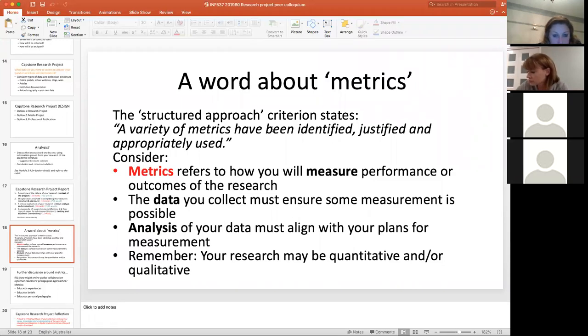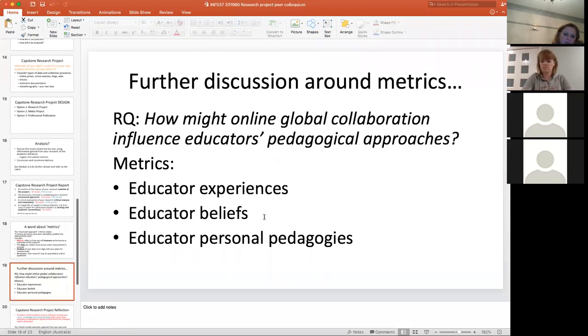Now, it doesn't mean you have to have numbers in your head, okay? You don't have to say, well, this is small, this is big, this is 10, this is 5. It can be measured in qualitative, descriptive ways as well, okay? You just need to think about how you might do that. So the data you collect must ensure some measurement is possible. The analysis of your data must align with your plans for measurement, and remember your research may be quantitative and/or qualitative. So I thought the best way I could further explain this is to show my example once again.